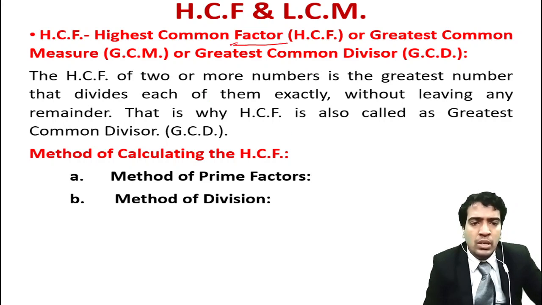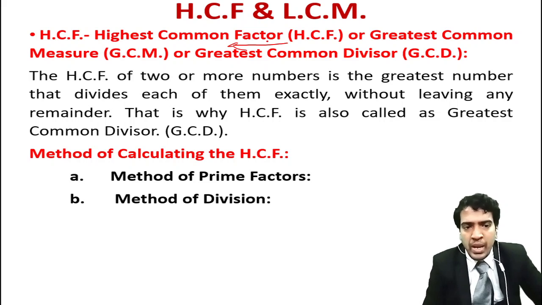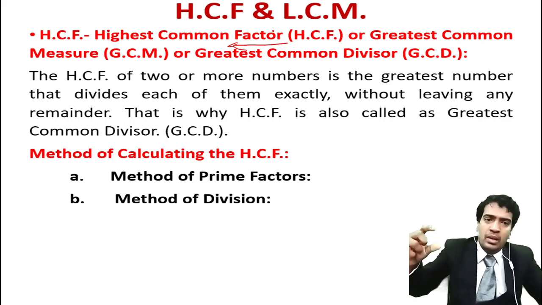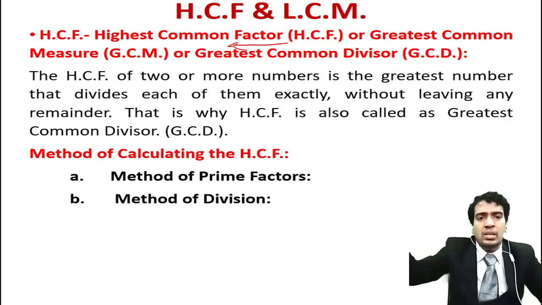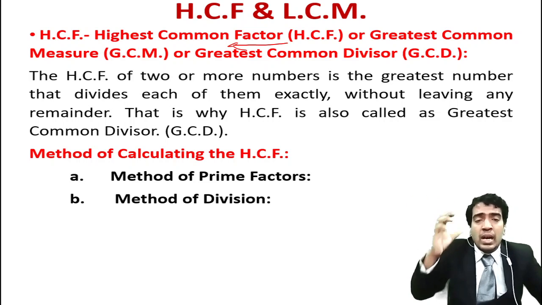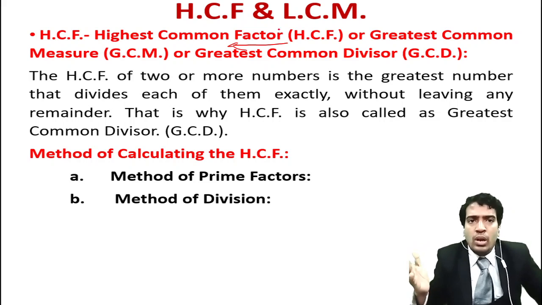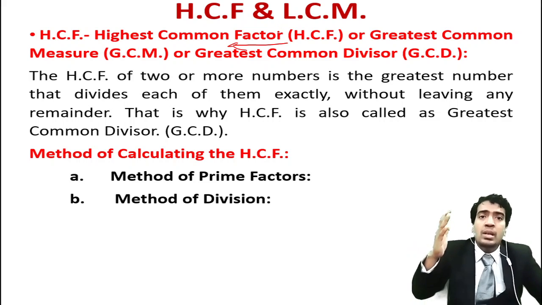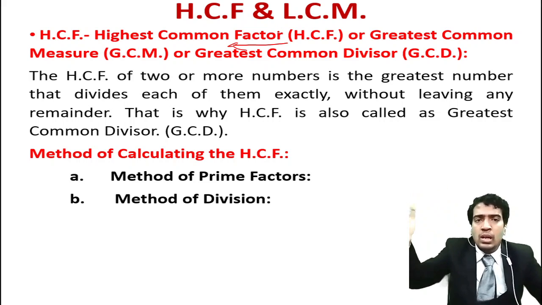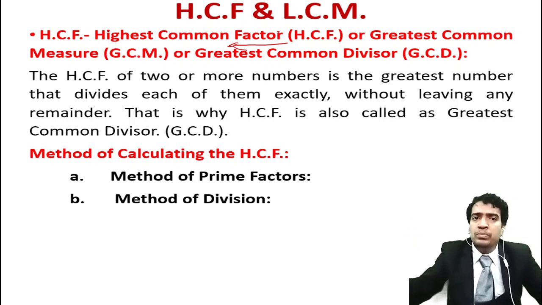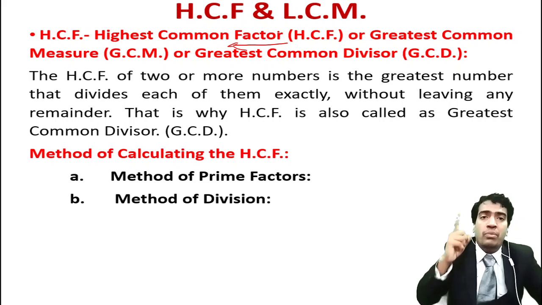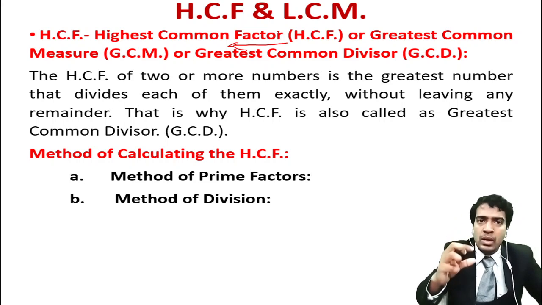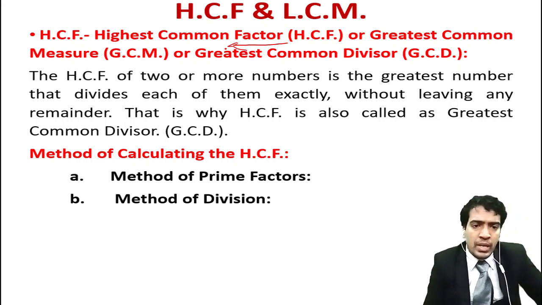What is the first condition? It is a factor. When you say that a number is the highest common factor of a few other numbers, what is the condition of a factor? When would you call a number a factor? When a number divides another number exactly, leaving a remainder 0, or without leaving any remainder, then you would call it a factor. So the highest common factor is first a factor. If you extend a bit, what is that?